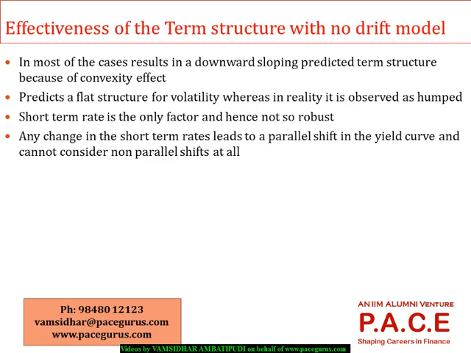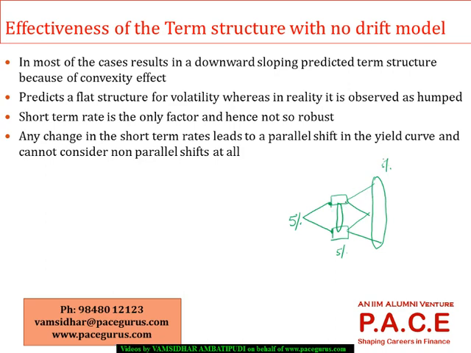Now, just to evaluate the goodness or the drawbacks of that particular model, what we have already discussed is, if the current short term rate is 5%, these rates fluctuate around that 5% itself. If this is slightly more than 5%, this will be slightly less than 5%. The same logic gets extended here. But the mean of these two will work out to 5% only.